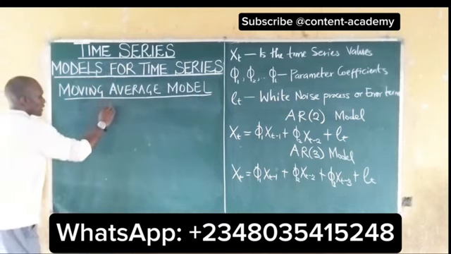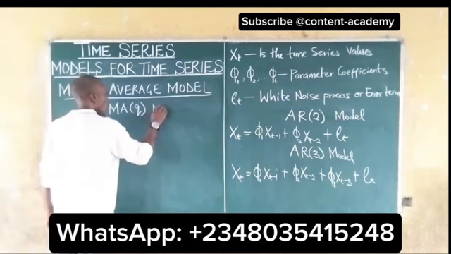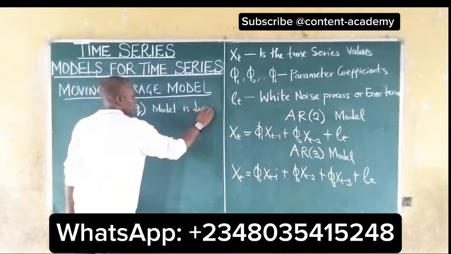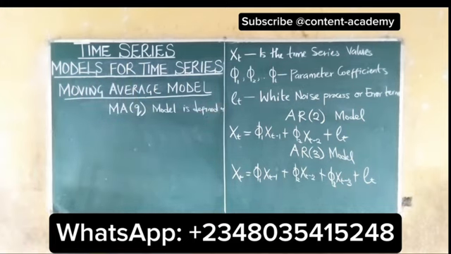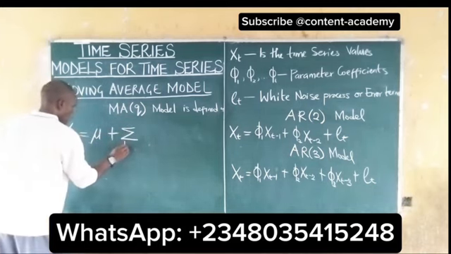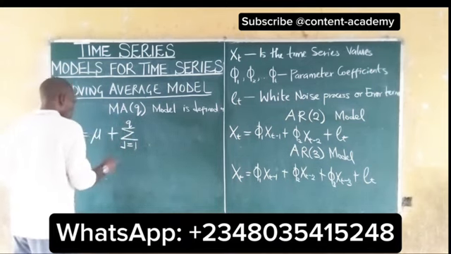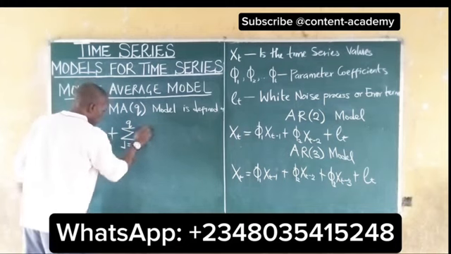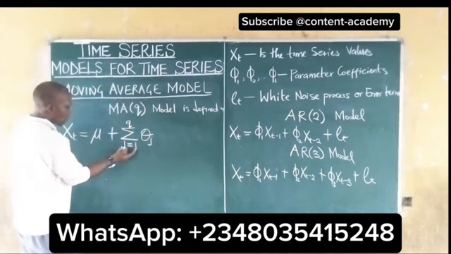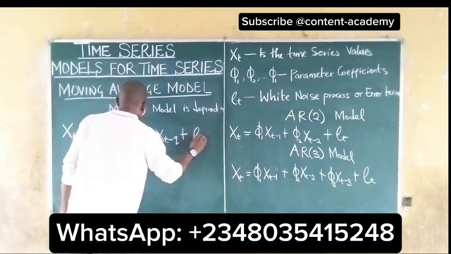The moving average model is denoted as MA of order q, and is defined as x t equal to mu plus the summation of j from 1 to q of theta j x t minus j, because j ranges from 1 to q, then we have theta q x t minus q plus our error term.